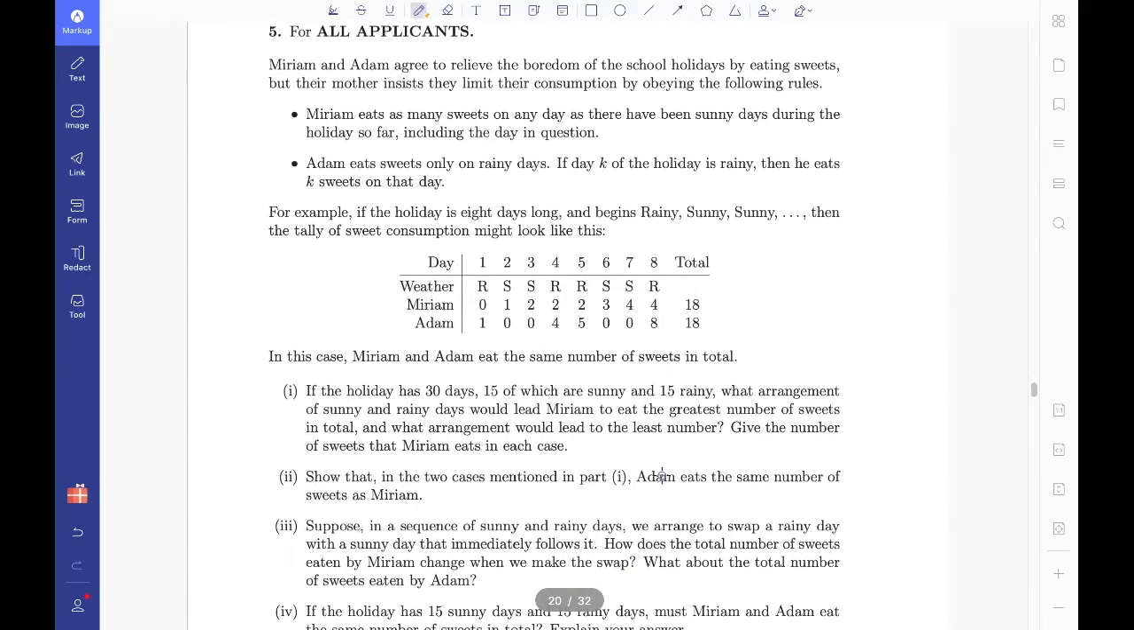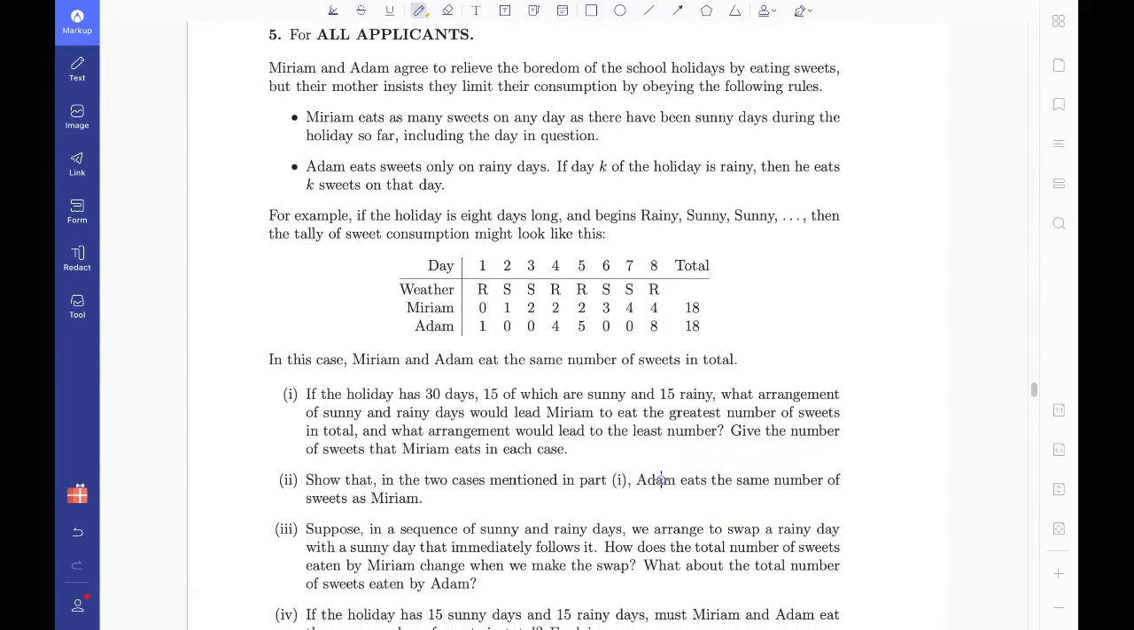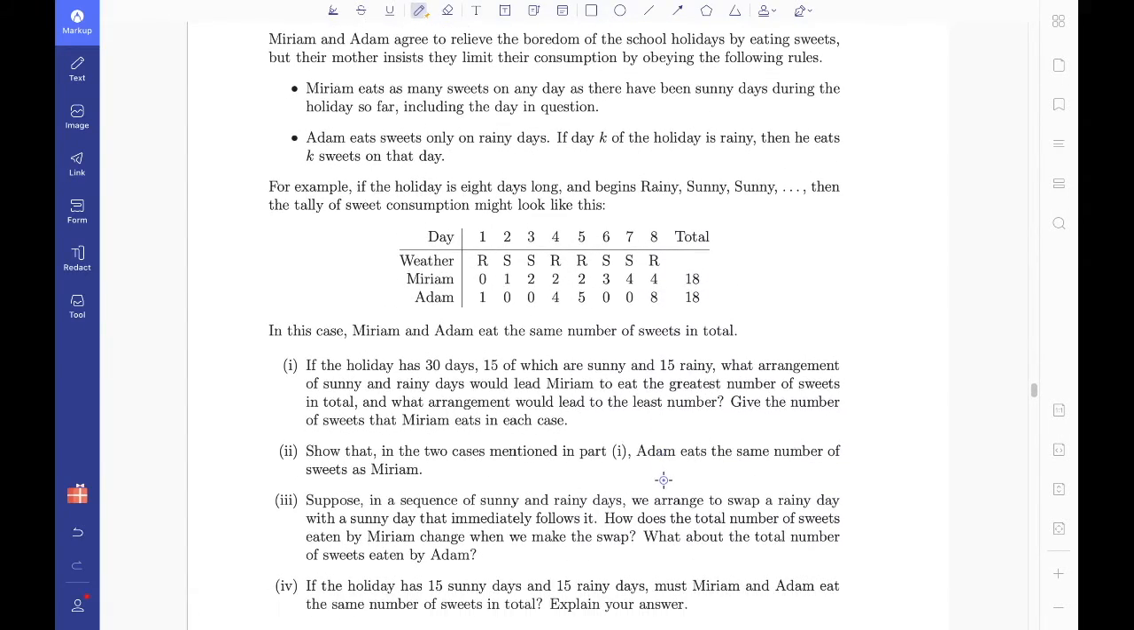So moving on, question 5. Miriam and Adam agree to relieve the boredom of the school holidays by eating sweets, but their mother insists that they limit their consumption by obeying the following rules. Miriam eats as many sweets on any day as there have been sunny days during the holidays so far, including the day in question.